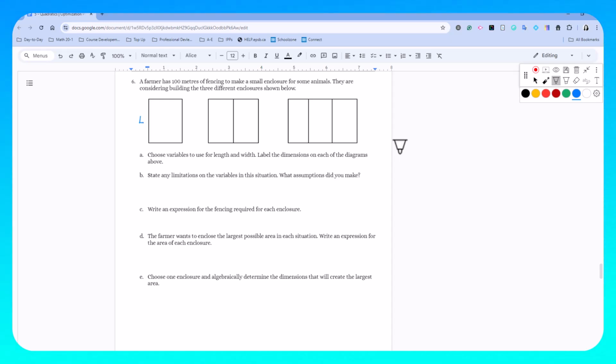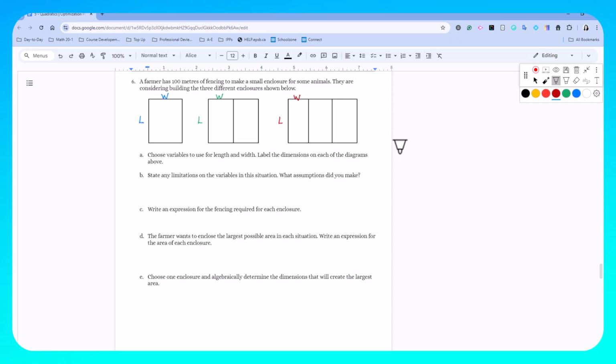I'm going to say, the length is the longer side, and that would be the width right there. With this one here, let's say this is the length again, but now the width is going to be the width of each little individual enclosure. And then for the next one here, same here, this is going to be a length, but this is going to be a width right here.